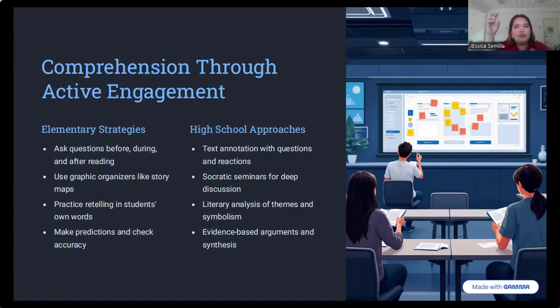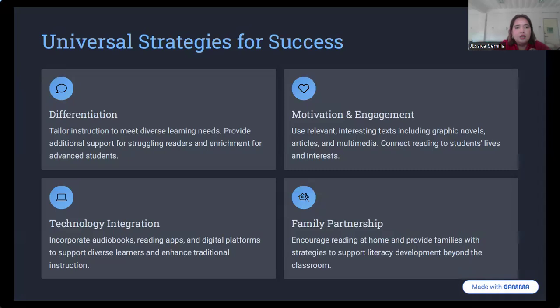So we have different ways on how we twist that when we put it in modern technology. And of course, evidence-based arguments and synthesis. So these are other strategies so that the reading process, and teaching reading to our learners, could be successful.